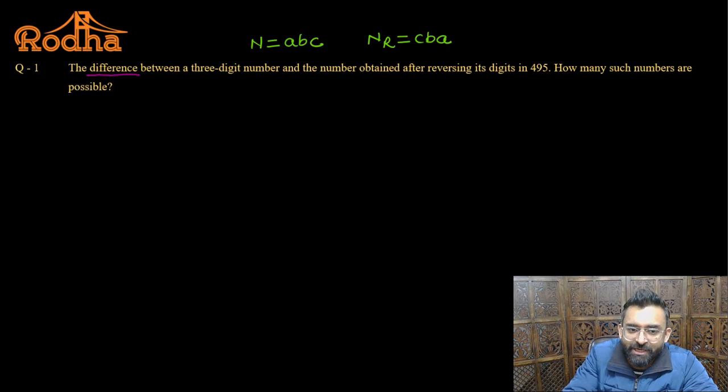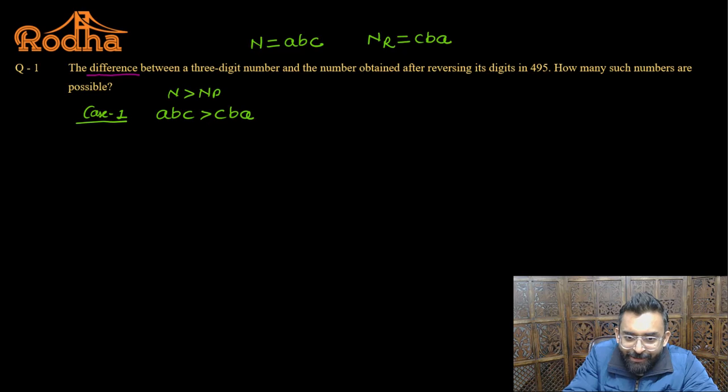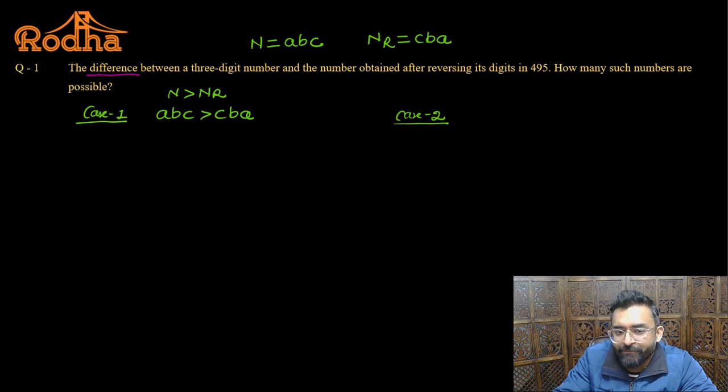Okay. So there are two cases possible. Case 1: when ABC is more than CBA, or N is more than N reversed. And case 2, what is case 2? When N reversed is more than N, that means CBA is more than ABC. Now we have to establish the ground rules in the very beginning of the question.